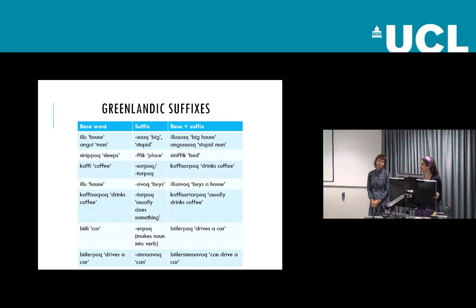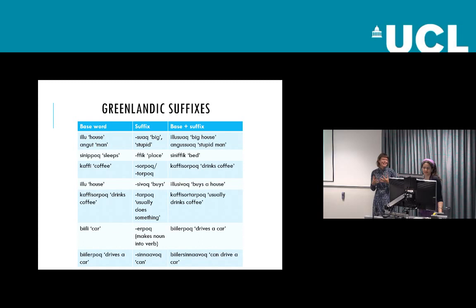Kaffi, which we said was important in the culture. If you attach sor or torpok to this, which is like consume or eat or drink, all these things, we saw it earlier, so kaffisorpok would be drinks coffee. But you could have anything. You'd have kagi there, like cake, or, I don't know, what else could we have? That wonderful dish mattak. We saw mattak earlier, so that you eat whale blubber.